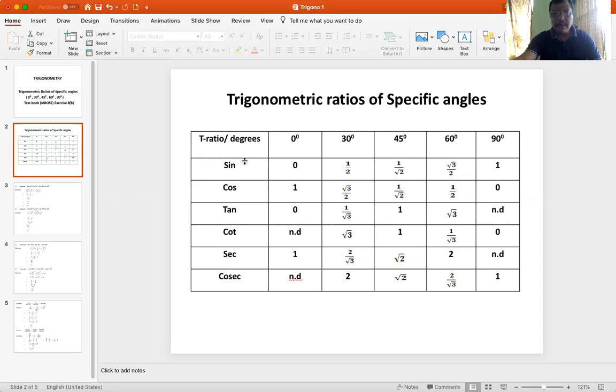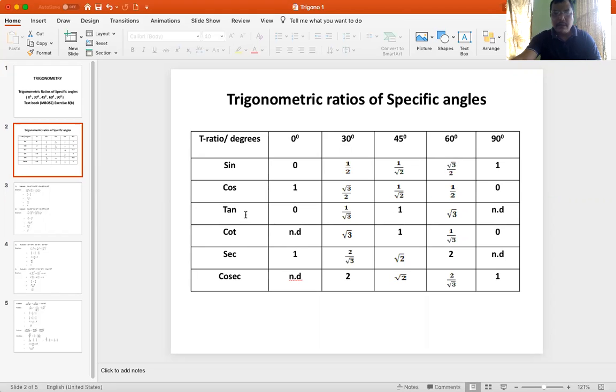Now here in this table, the 6 trigonometric ratios, that is sine, cos, tan, cot, sec and cosec, are given in the vertical column, and the specific angles, that is 0, 30, 45, 60, 90 degree, are given horizontally. Now for example, we want to find the value of sine 60 degree. Comparing the ratio sine vertically to 60 degree, we find that its value is root 3 by 2. So therefore, the value of sine 60 degree is root 3 by 2.